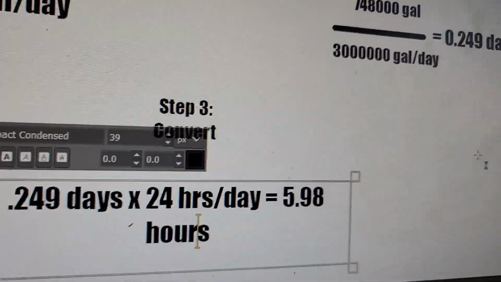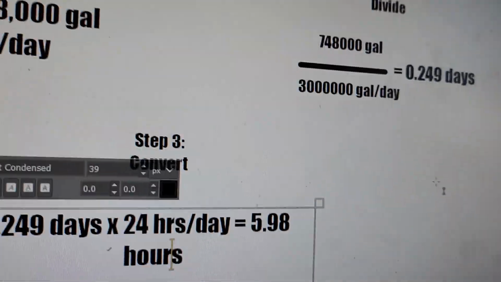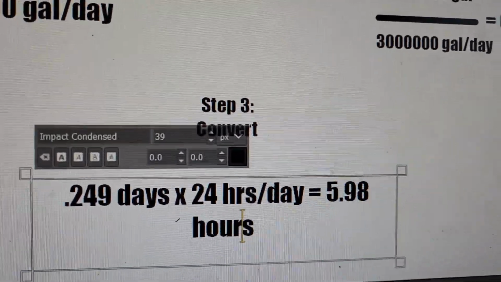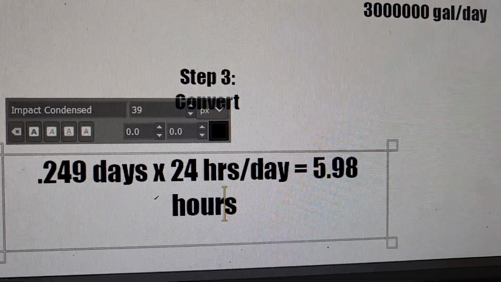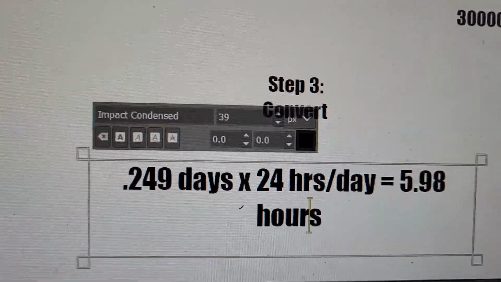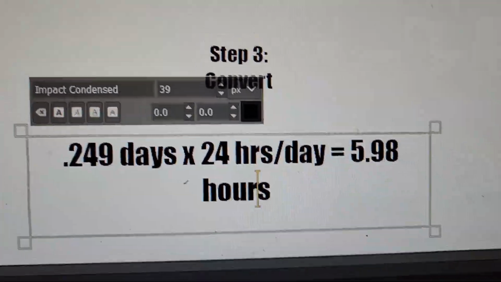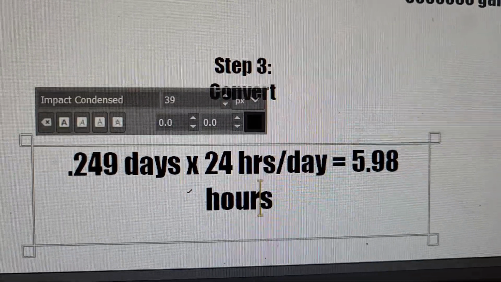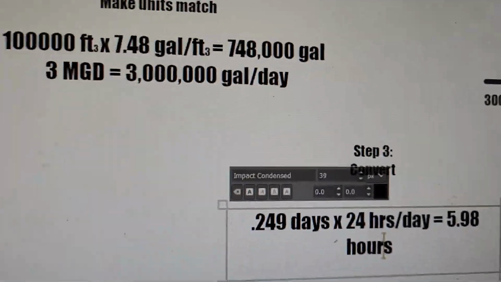Yeah, like I was saying, a quarter of a day is going to be roughly 6 hours. You got roughly 6 hours there. You didn't mess up your conversion; I wrote the units down wrong. If you don't have multiple choice math, that could cost you a point. You've got to watch out for that. That is a good example of how not to lose a point.